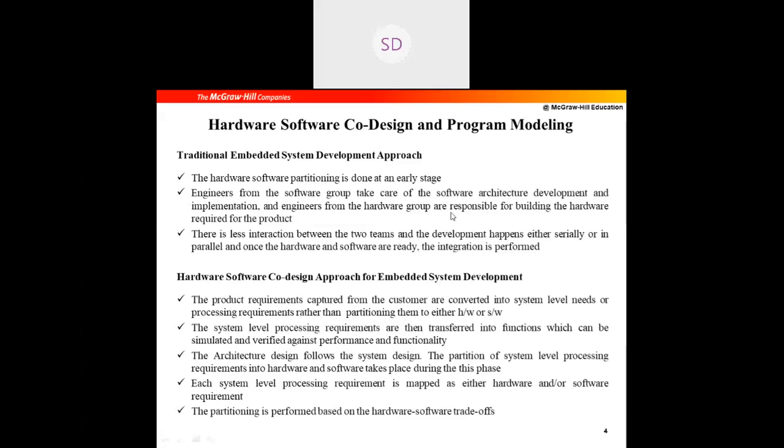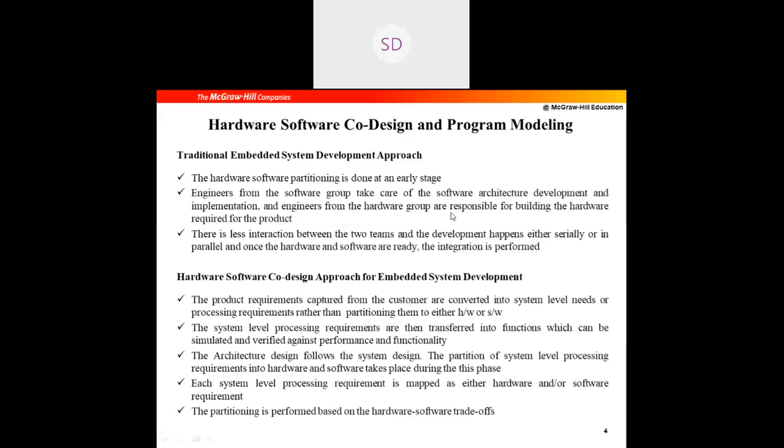Okay, there was less interaction, or we can say no interaction at all, between the software design as well as the hardware design process. This design would occur serially or parallelly. Once the hardware and software were ready, then integration was performed.